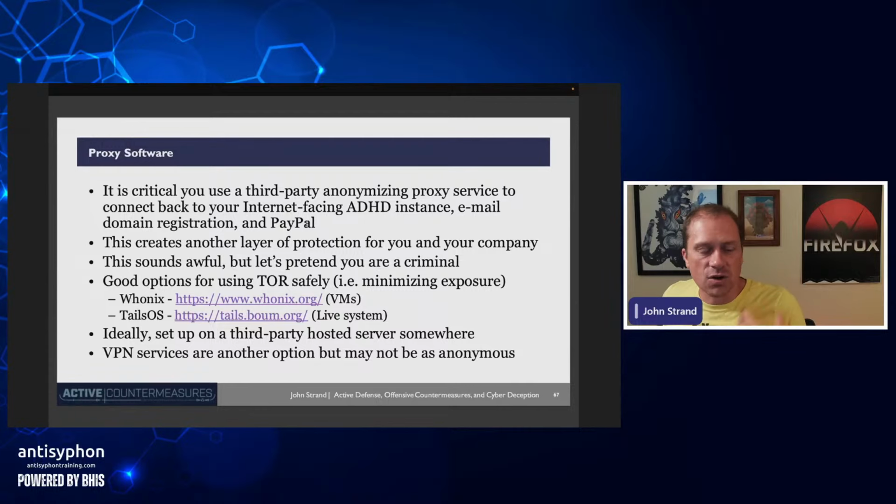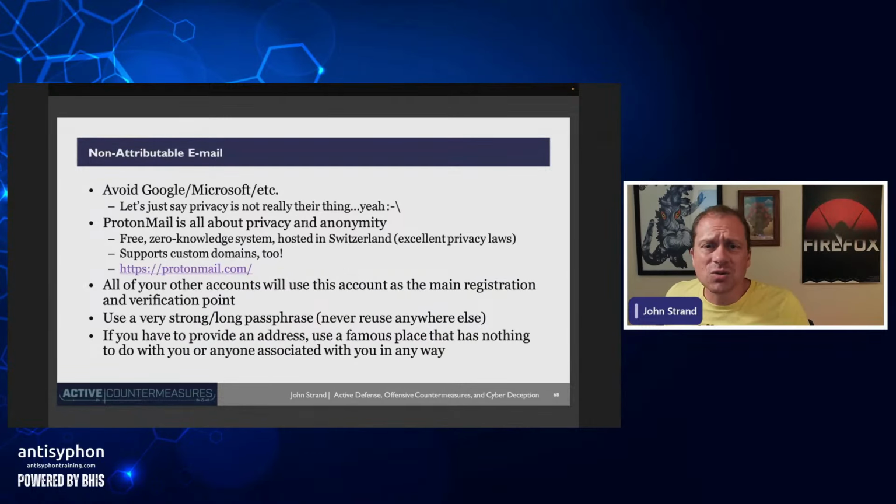All right. So what we're going to do is try to find a different way that we can set that up with some level of obfuscation, but not so much that it freaks them out. Right. So you can set up a third party hosted server and bounce through that server in Amazon or in Microsoft. That tends to work pretty good. VPN services may not be as anonymous, but maybe that's all you can do at that point. Also, with email, I generally recommend avoiding Google and Microsoft, mainly because privacy is not really their thing.